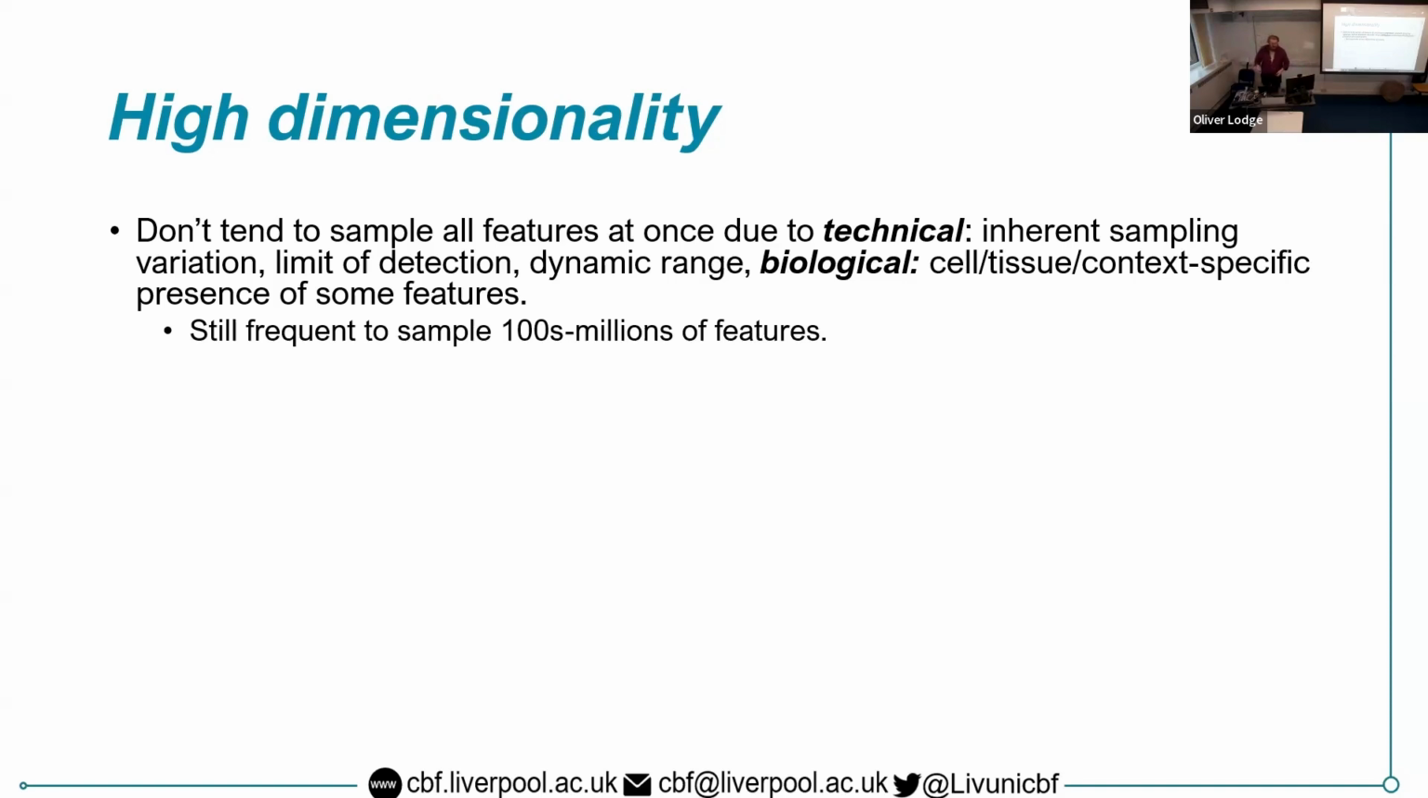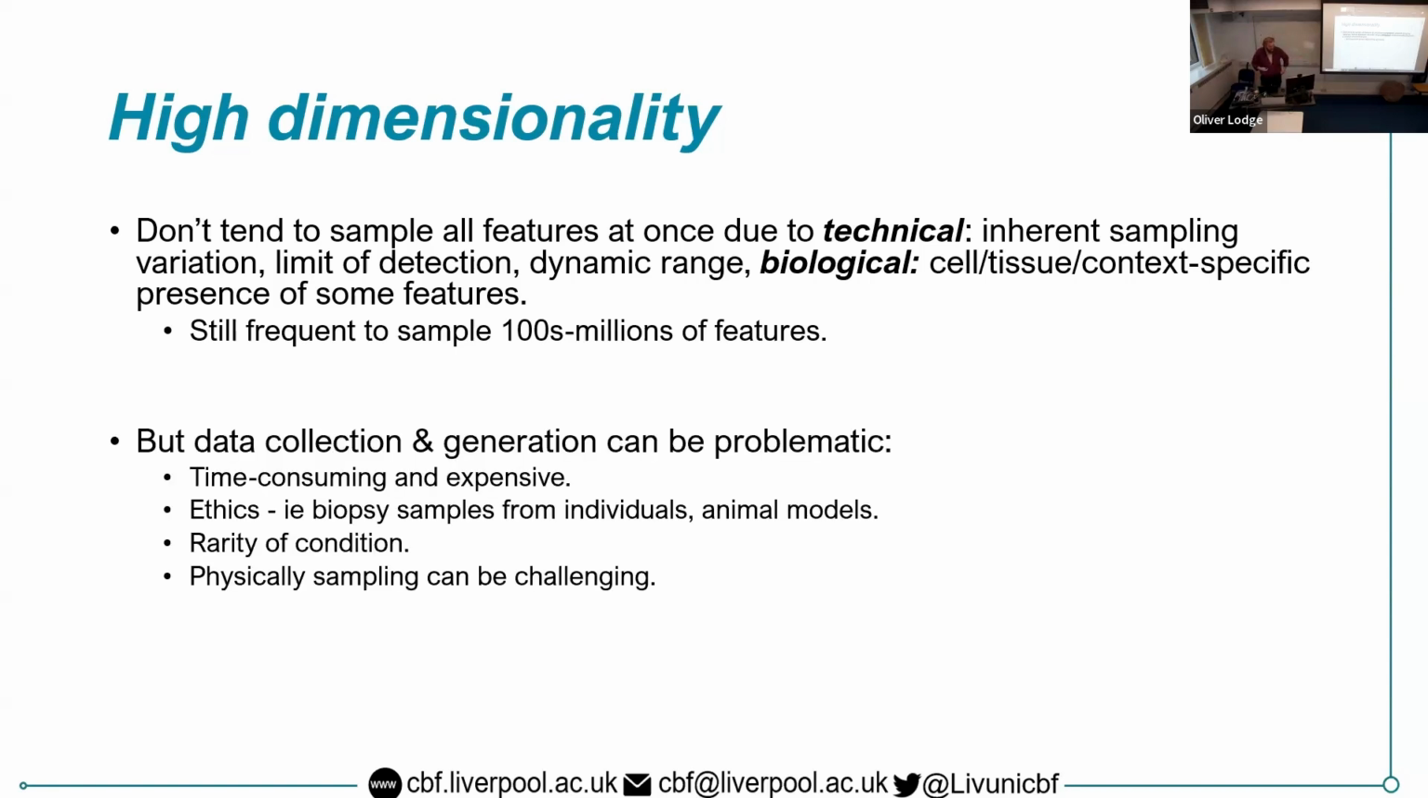But there are also biological reasons. Almost by definition, different cells, different tissues, and different contexts will have different biological features present. For instance, the gene expression profile, the entire sum of the things that are expressed in any one cell at any one time, defines the output of its behavior. And differences in that is almost what you're interested in looking at. But by that very nature, you won't pick up everything at every single point or in every single condition, because they won't be generated or won't be there because they're not relevant to that context. But it's still frequent to sample hundreds to millions of features, still a huge issue.